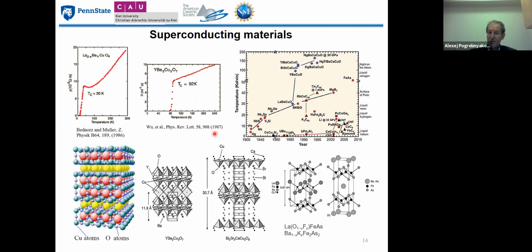After this discovery, multiple high temperature superconductors were discovered of this family and other families of superconductors. For example, high critical temperature superconductors that contain iron.